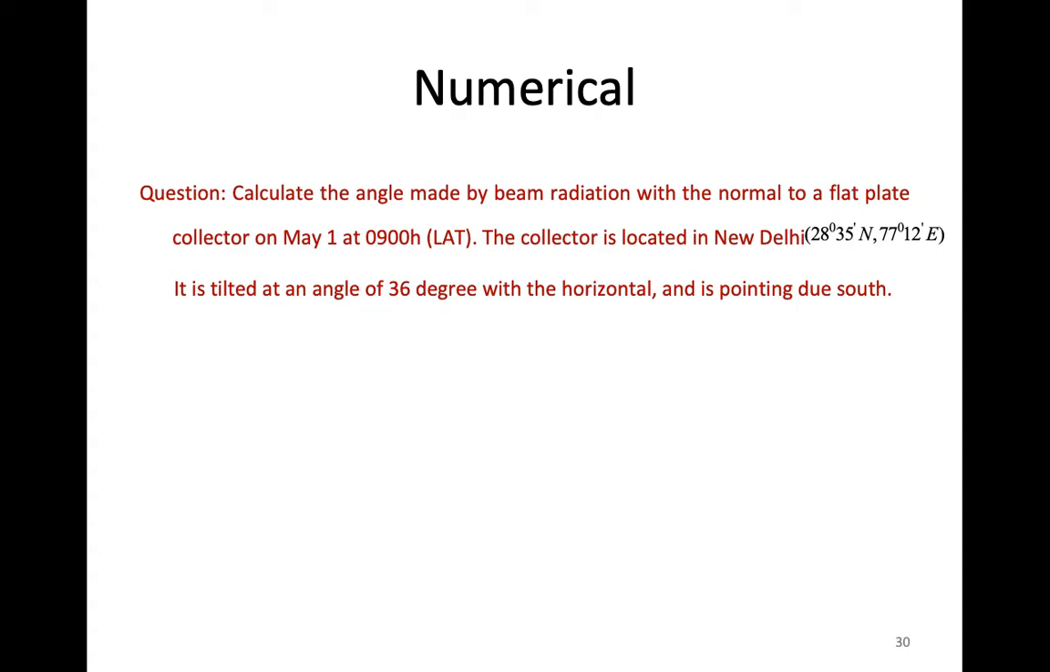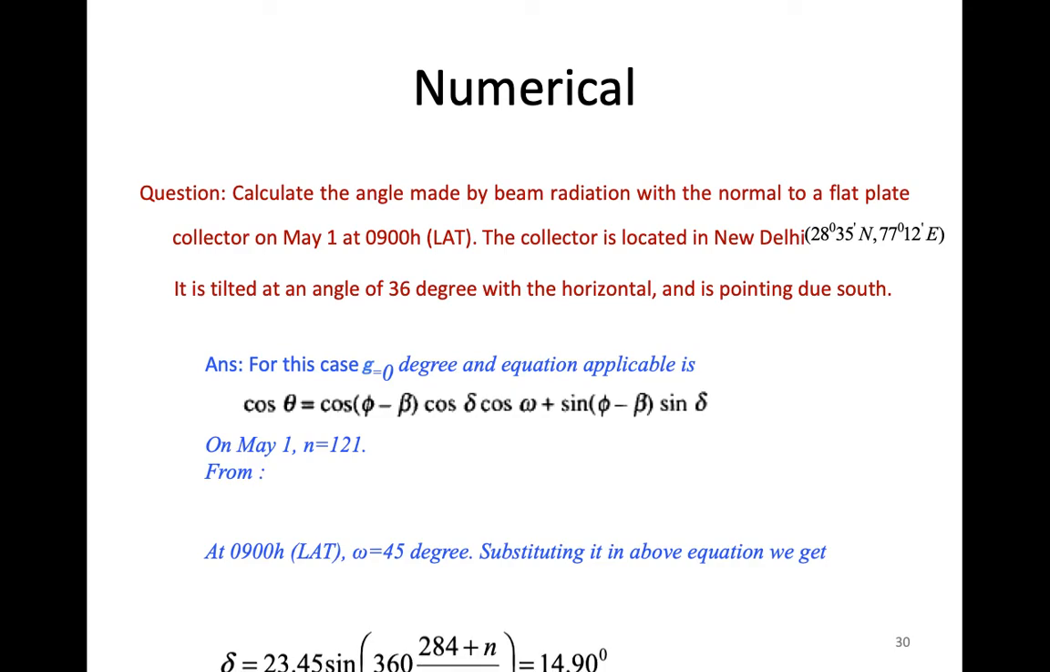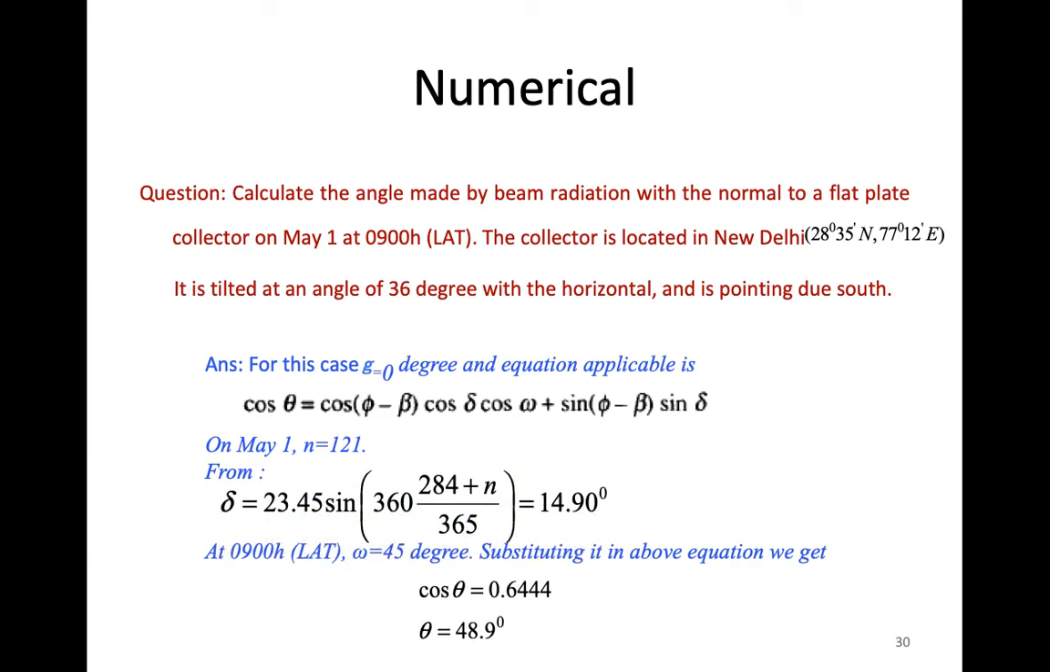Now, based on the sign conventions and the knowledge that we have acquired, a third numerical is given. The numerical is like this: calculate the angle made by beam radiation with the normal to a flat plate collector on May 1st at 9 hours local apparent time. The collector is located in New Delhi. The coordinates are as shown. It is tilted at an angle of 36 degrees with horizontal, that is beta is 36 degrees, and is pointing due south, that is gamma is equal to 0. So it can be solved like this, and theta comes to be 48.9 degrees.